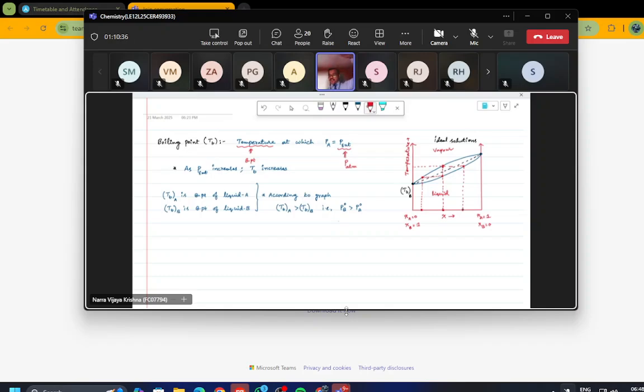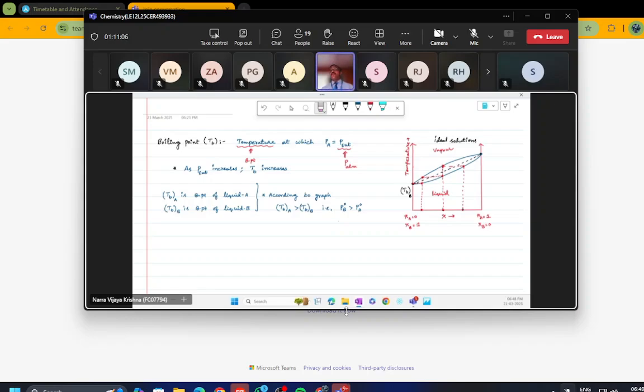Again, I am raising the temperature up to this and I will keep that constant. Then above that also, vapors will generate. What have you observed based upon this observation? Boiling point decreases.